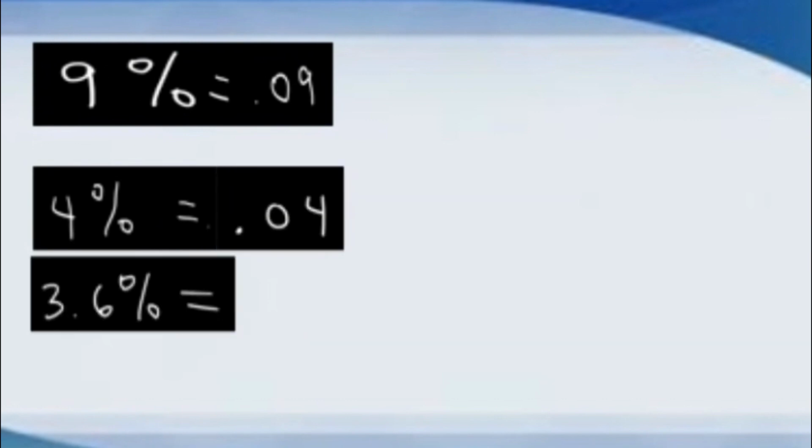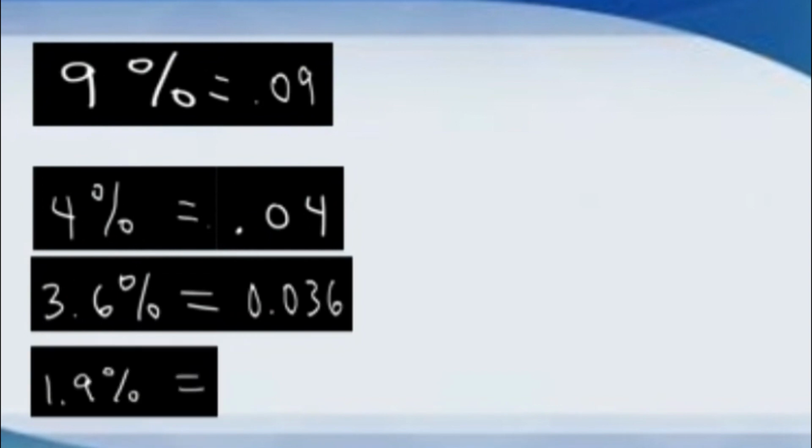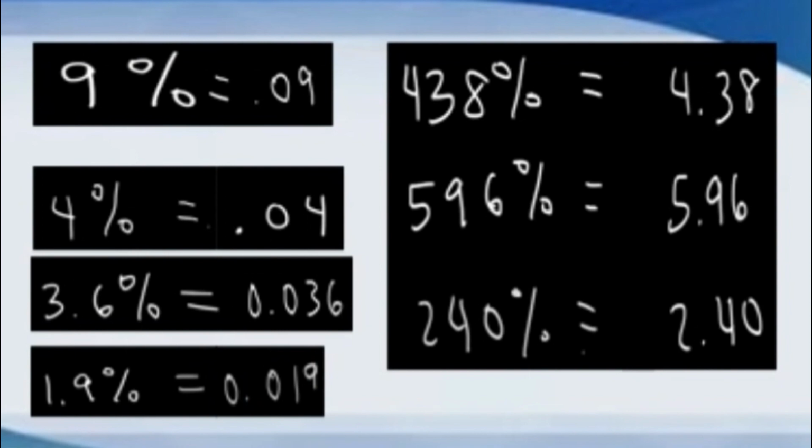Next one we have 9. So 9, move to the left 2 times, 1, 2, so nagiging 0.09. Ang 4 naging 0.02. And then 3.6%. Yung point natin in between 3 and 6. So, i-move natin 2 times to the left. So, nagiging 0.036. Ayan. So, kailangan po talaga na malaman ng estudyante or marunong sila mag-convert ng percent to decimal point.